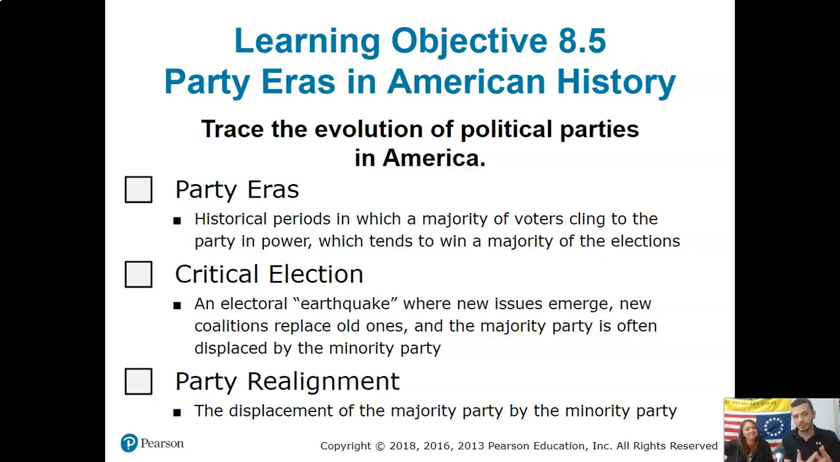And again, party realignment is also probably one of the most interesting things in government and U.S. history. It says the displacement of the majority party by the minority party. I was thinking of when parties actually switch. We'll talk about that too. But anyway, that's the things we're going to talk about, so let's just get right through it.